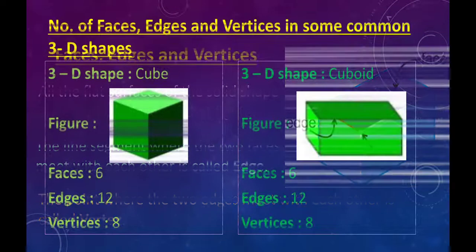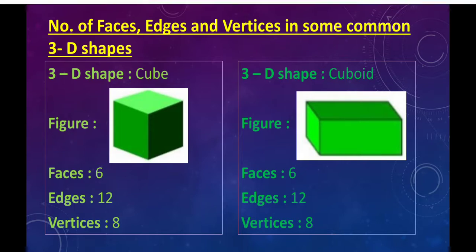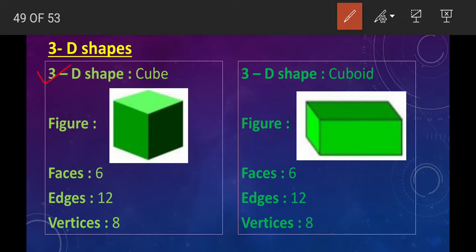Next one, here we will discuss the faces, vertices and edges of some known figures. Okay, first we will discuss about the cube. Okay, so the 3D shape is cube that looks like this one. Here we have to count the number of faces, edges and vertices. Okay, if we count the faces, 1 2 3, and there are 3 behind this one, so the number of faces is 6.